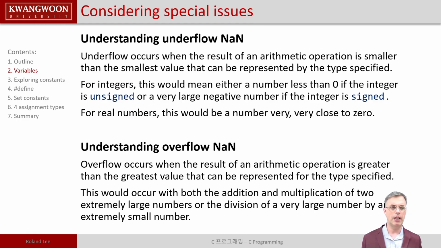Let's still understand overflow. So overflow occurs when the result of an arithmetic operation is greater than the greatest value that can be represented for the type specified. This would occur with both the addition and multiplication of two extremely large numbers, or the division of a very large number by an extremely small number.